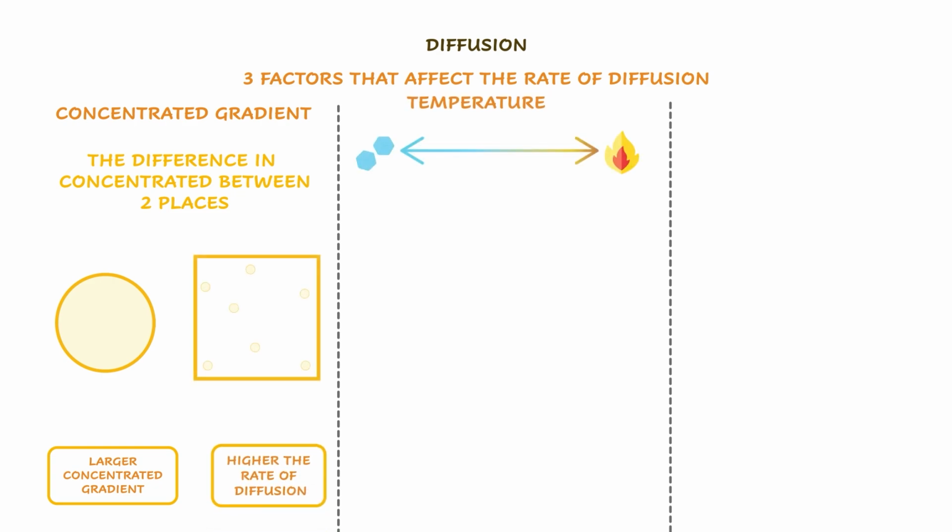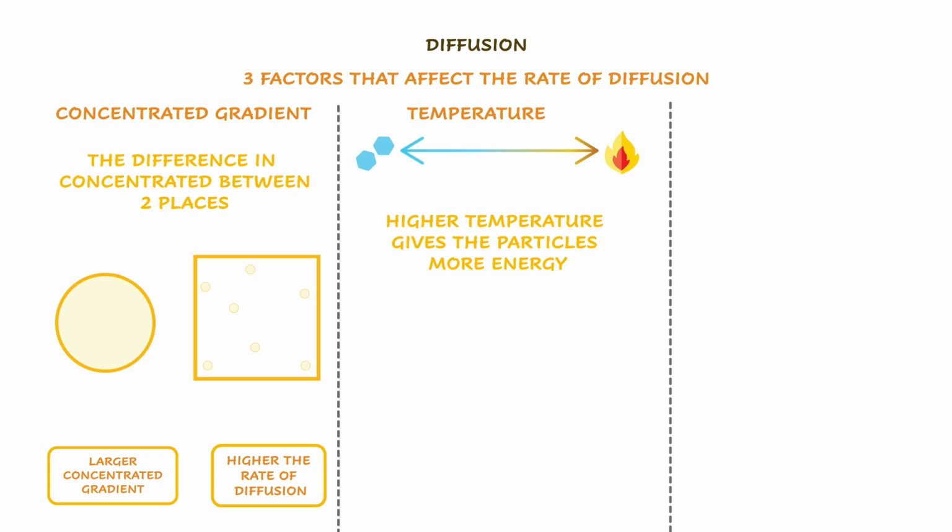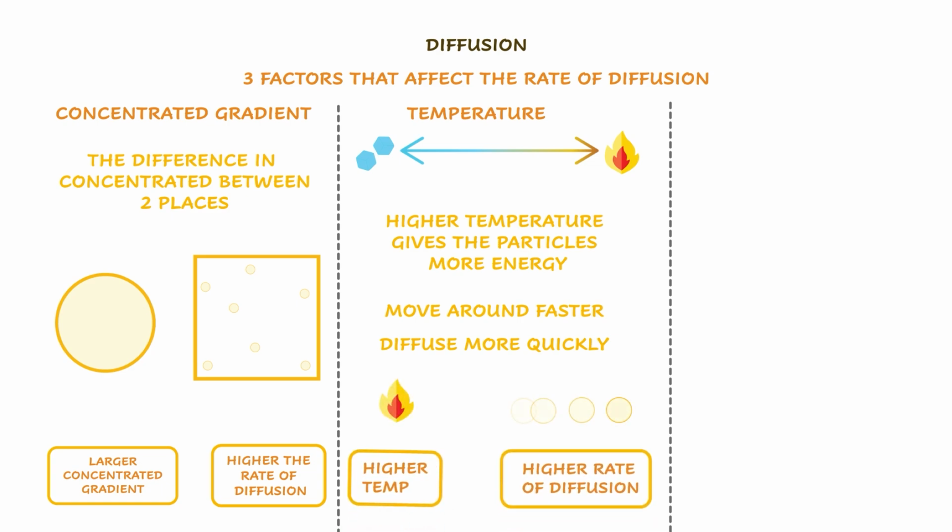The second factor is temperature. Higher temperatures give particles more energy, causing them to move faster and increasing the rate of diffusion. Thus, higher temperatures lead to faster diffusion.